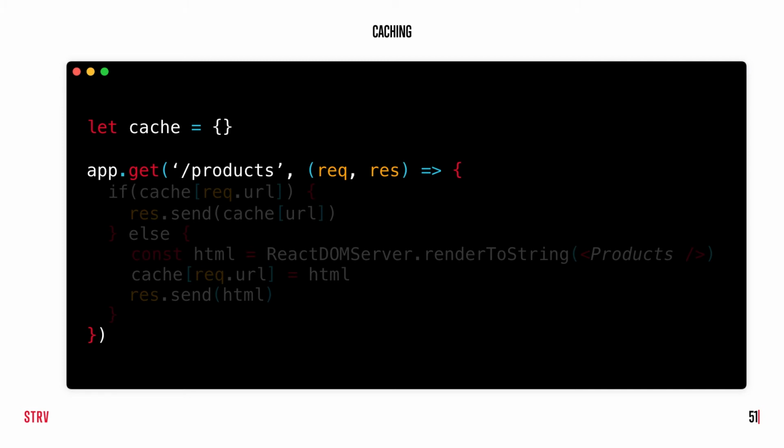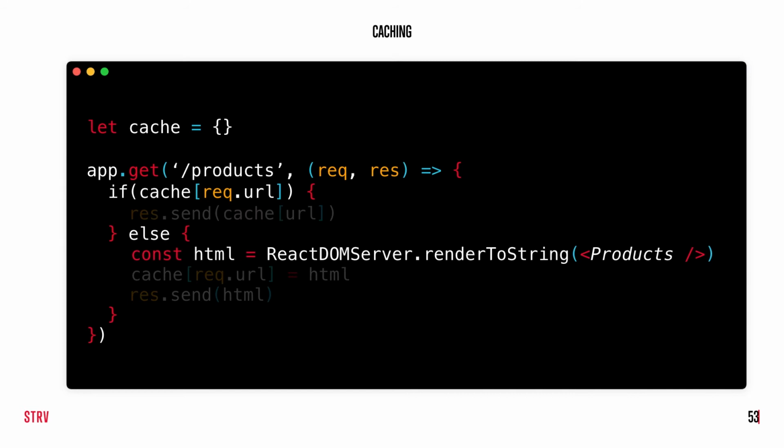But in general, you just have an object, a cache let variable, and once the user hits the products endpoint, it's going to check the URL: do I have this URL in my cache? If it has it, it contains the HTML and it's going to send it to the user. Now let's say I don't have it, so I'm going to go through the process I showed you before. I'm going to get this HTML, store it in my cache for the next request, and now send it. It's extremely simple.